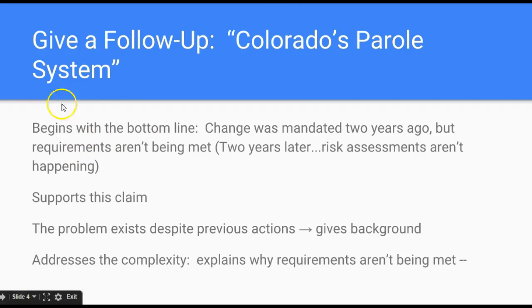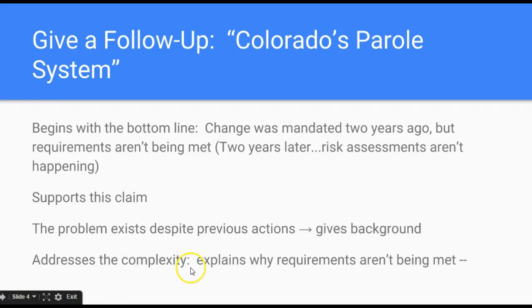And what they basically do is start with the bottom line. We were supposed to have this change 2 years ago. The requirements aren't being met. They give some evidence that proves this claim is true. That's the conclusion of all this study on this topic. They give some evidence. And then they say, well, this problem is existing despite what was supposed to happen. And they give some history, how it was that things were supposed to be changed.